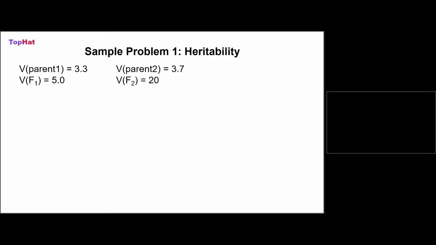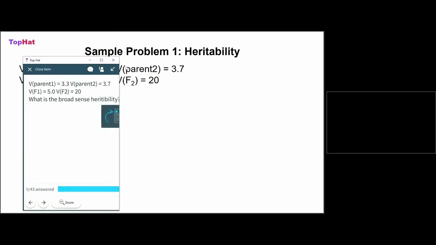Okay, so here we have two pure breeding parental lines. The phenotypic variance in parental line 1 is 3.3. The phenotypic variance in parental line 2 is 3.7. We cross those together to get a heterozygous F1, which has a phenotypic variance of 5. We take that heterozygous F1, cross it together, and get an F2 that has a phenotypic variance of 20. So can you estimate the broad sense heritability for this trait?